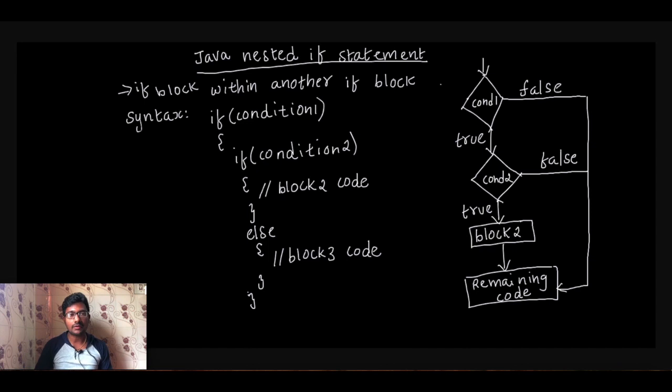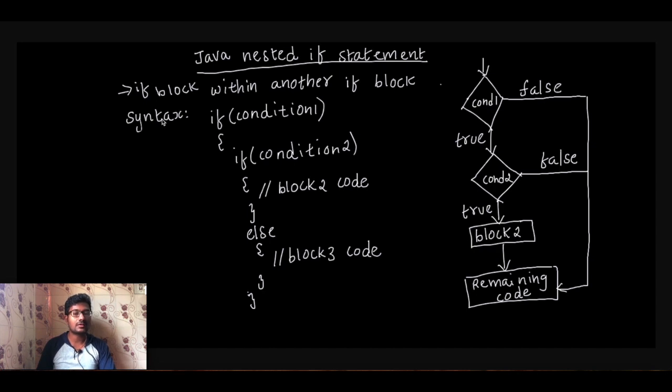Now we will discuss Java nested if statement: syntax, program, flow diagram, and then real-time scenarios where nested if should be used. So the basic definition of Java nested if statement is an if block within another if block. Suppose you have a condition that needs to be satisfied, and if one condition is satisfied, then you could use Java nested if. So that's the definition: an if block within another if block.